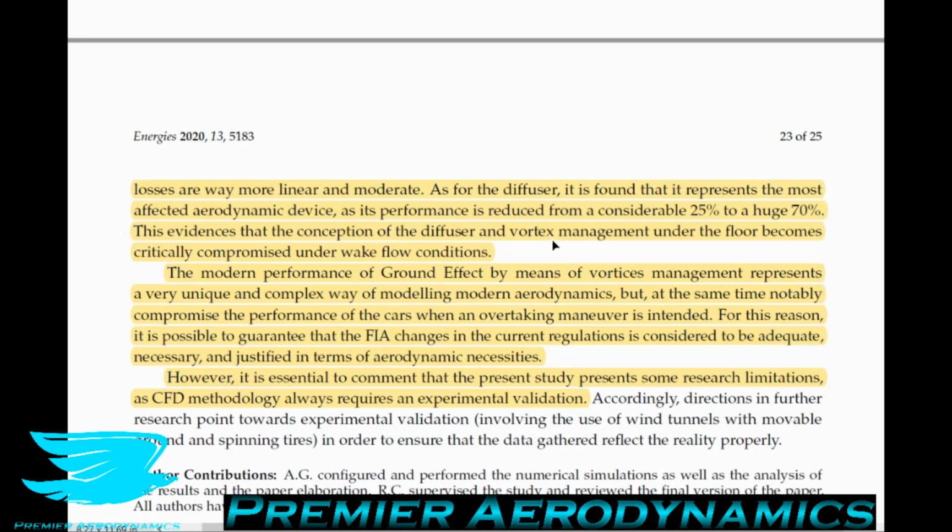However, it is essential here to comment that the present study presents some research limitations. For example, the CFD methodology was a little bit simplified, and it also requires experimental validation.